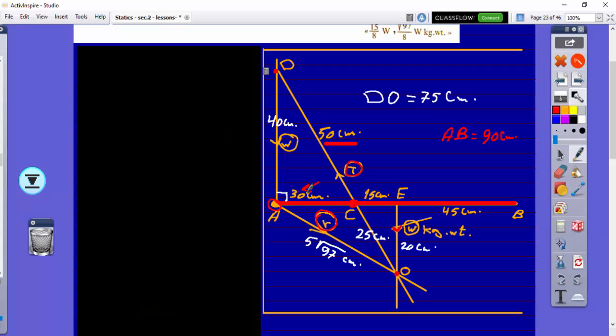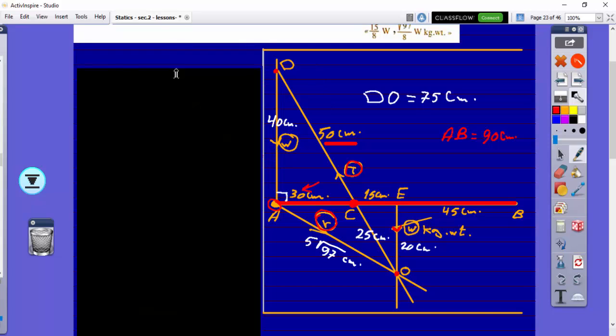So we can represent the three forces in this triangle, DAO. Now we want to know the side length of each side. What is the length of AD? What is the length of AO? What is the length of OD? Now we must calculate it.